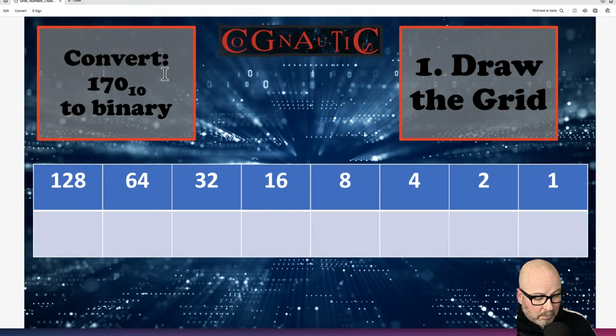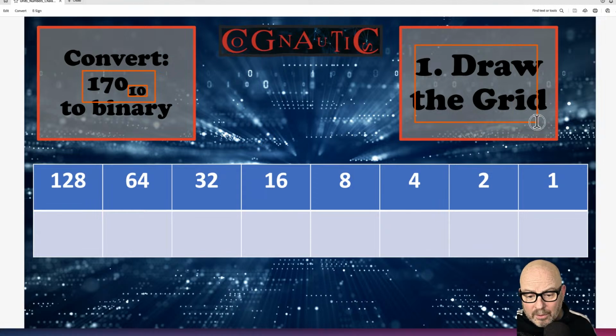We're going to convert this number. So that was from binary to denary, and we're now going to go from denary to binary, from decimal to binary. In this case, we know that this number is a decimal number because you've got base 10 written down here, okay?